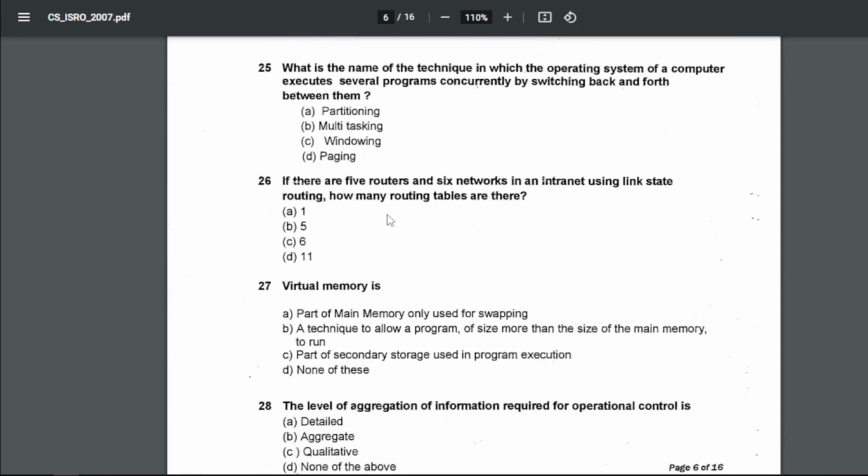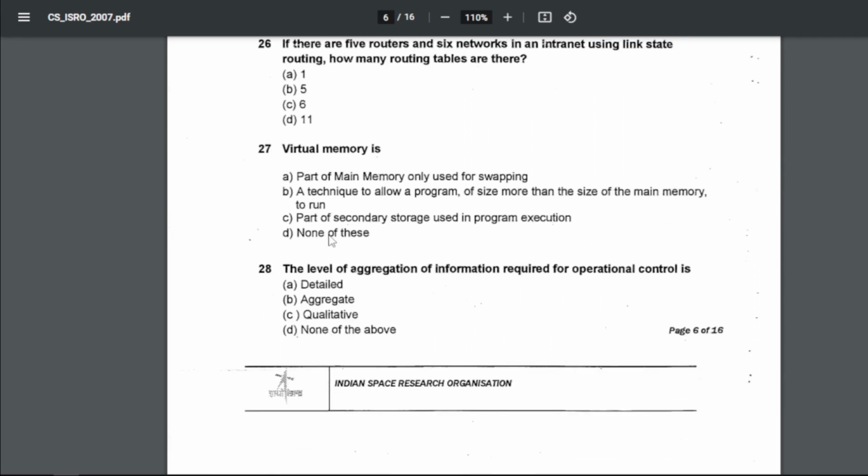Question 26: if there are 5 routers and 6 networks in an internet using link state routing, how many routing tables are there? For this our answer will be B, that is 5.